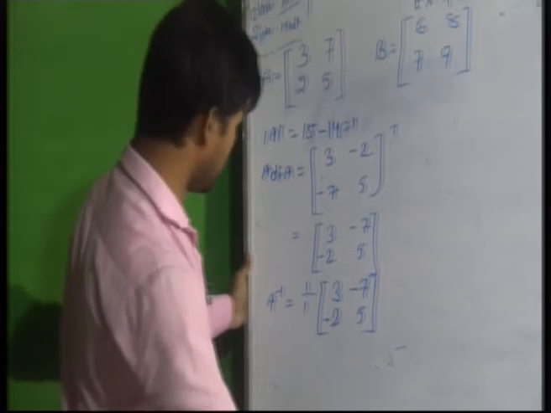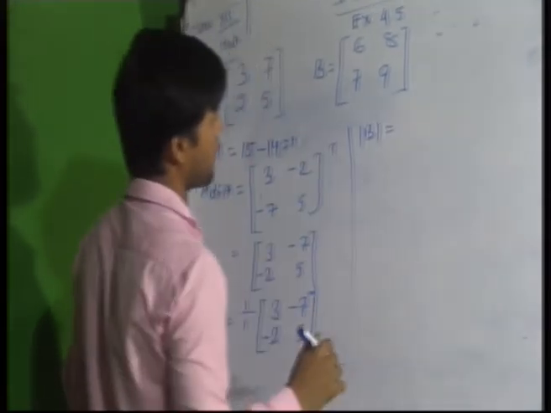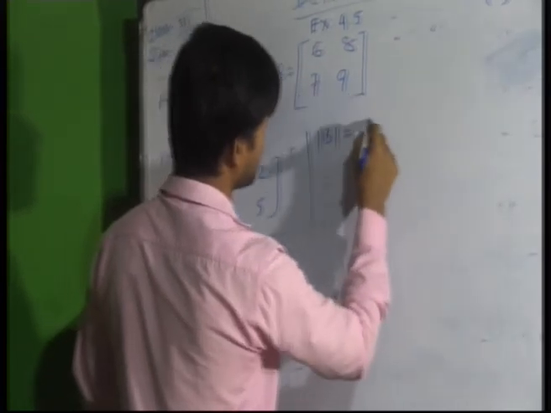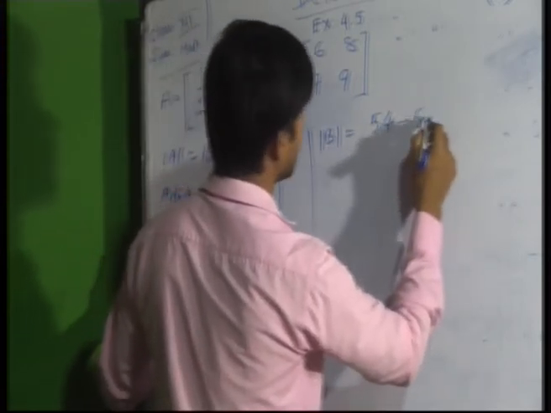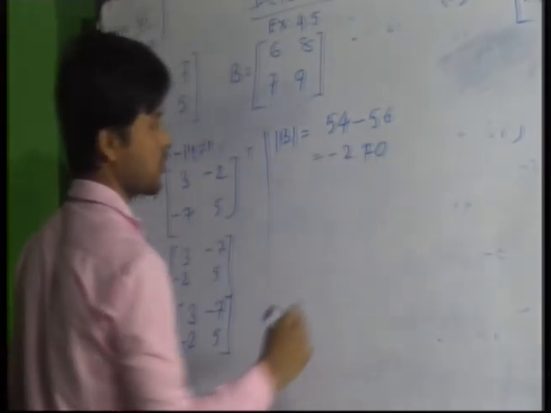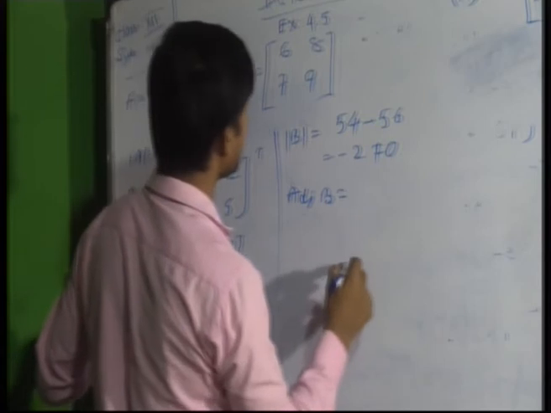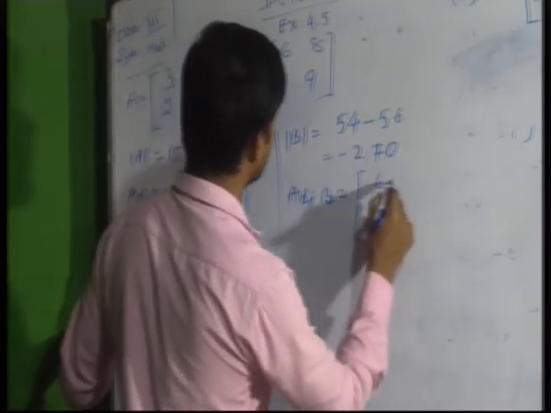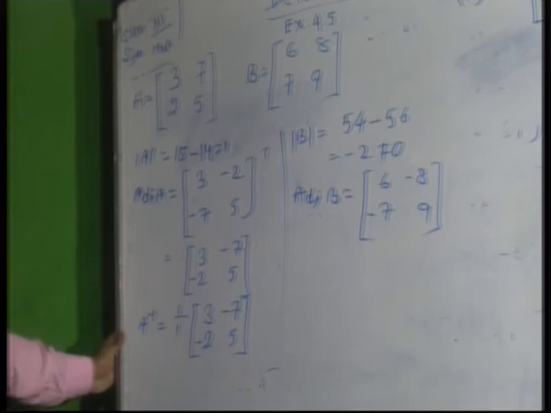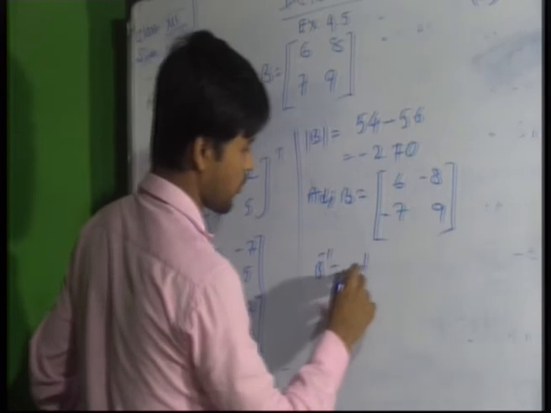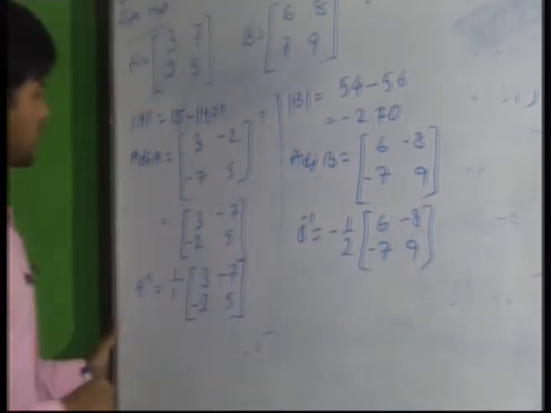Now we have to calculate the B inverse. B is this, so first check whether B is non-singular or not. So mod B is equal to 9 6s are 54 minus 56. So that is equal to minus 2, which is not equal to 0. So matrix B is also a non-singular matrix. Now calculate its adjoint. The adjoint of B will be equal to 6 minus 8 minus 7 and 9. That will be the adjoint of B. Okay. Now calculate the B inverse. So B inverse is equal to minus half into this matrix, 6 minus 8 minus 7 9. So A inverse is known, B inverse is known.